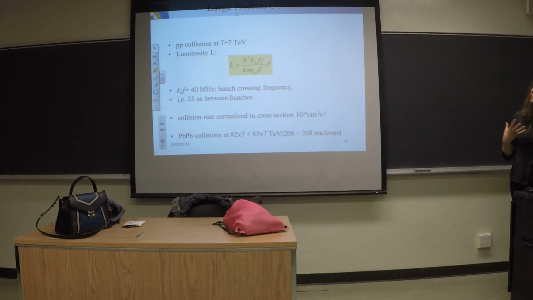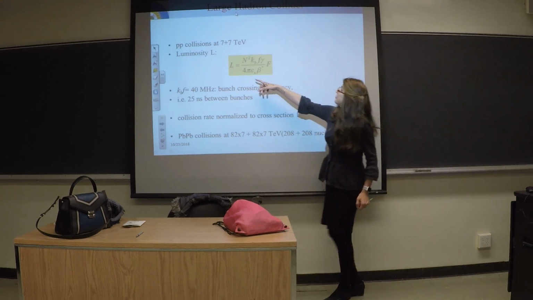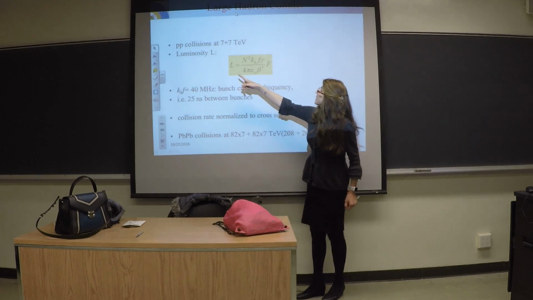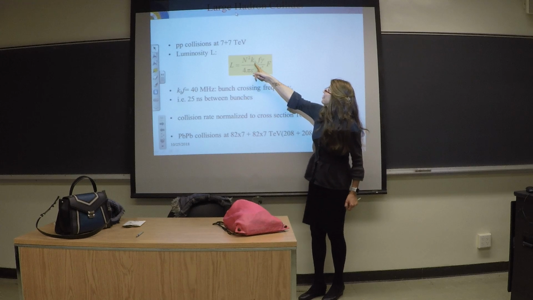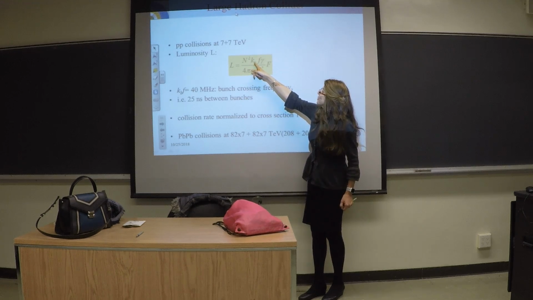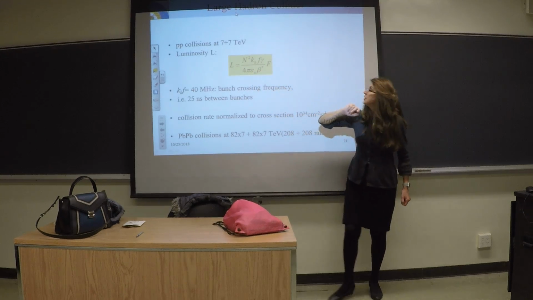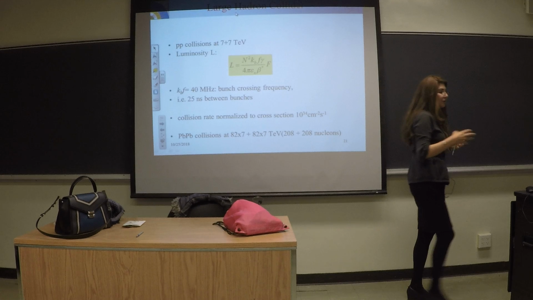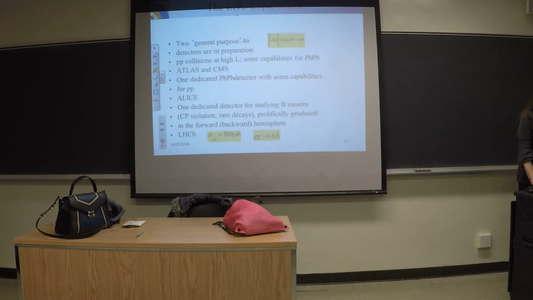But what is it if we talk about measurable quantities? If I want the luminosity and the interaction rate to be high, obviously what I want is the number of bunches to be very large. I want the number of protons per bunch to be very large. I want the frequency to be very high. So these are all the ingredients I need in order to make a very high luminosity.